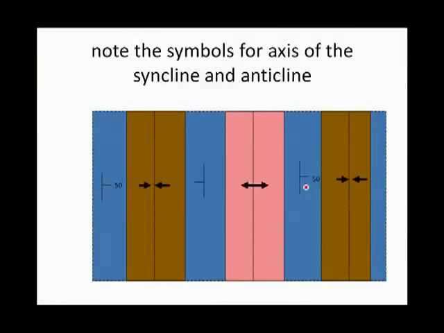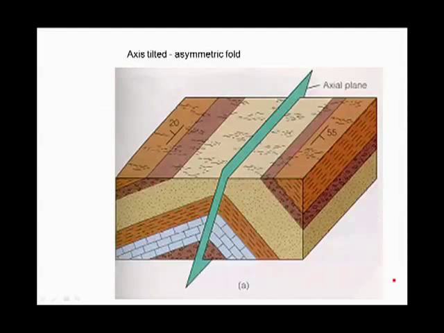Here also we have the symbols for the axis of the syncline. Here's the axis where it changes from one direction to the other. And these arrows go in the same way that the dip goes in. So these arrows tell you that this is a syncline. The arrows going away from the axis of the fold tell you that this is an anticline, and yet again another syncline.